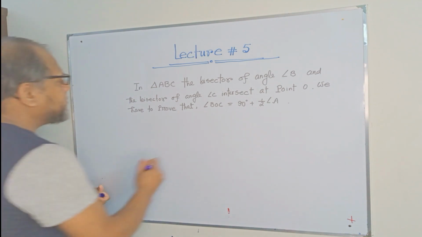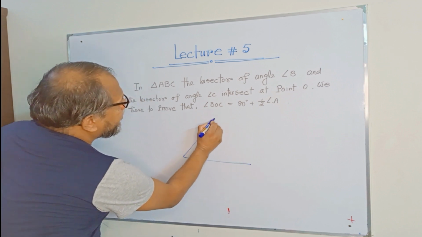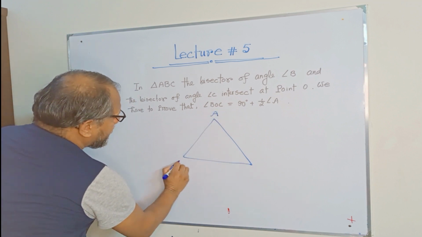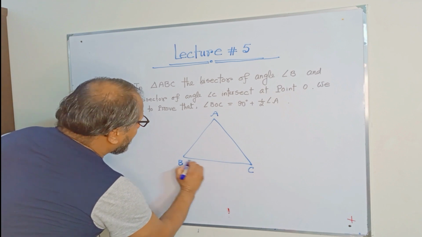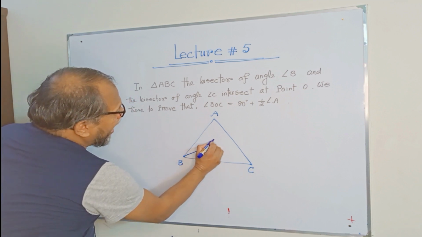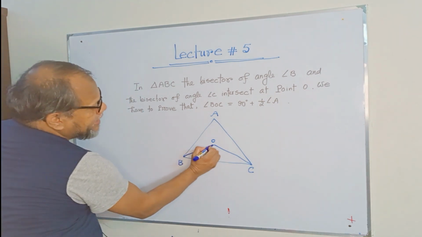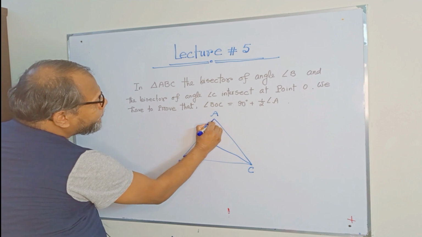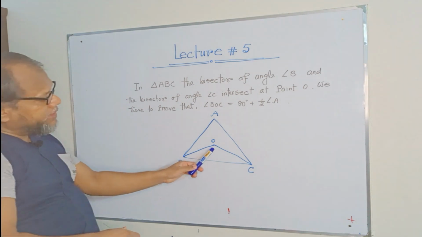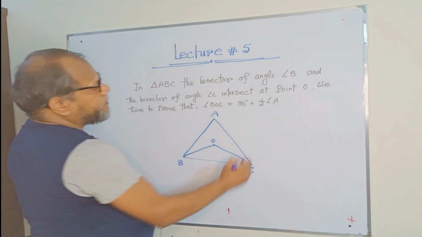Here, in triangle ABC, the bisector of angle B is BO and bisector of angle C is CO, intersect at point O. We have to prove that angle BOC is equal to 90 degree plus half of A.